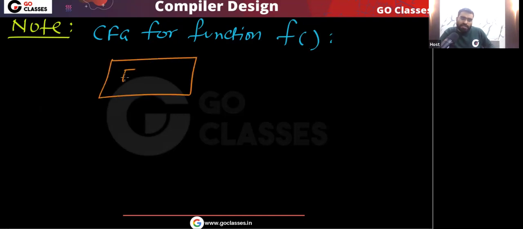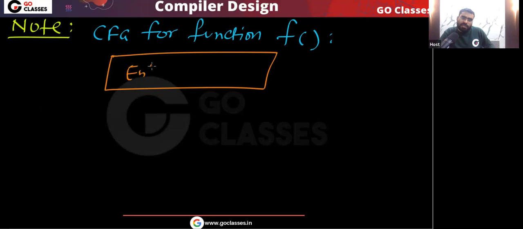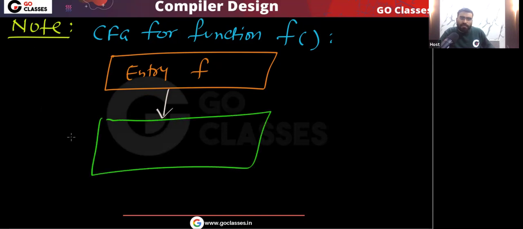One more thing I want to tell you. This might be important. If you are creating a control flow graph for, let's assume, any function f, then remember, from the entry node there will be only one edge. Please notice, this is the entry node of f. There will be only one edge from here, and that will be to the first instruction of f.